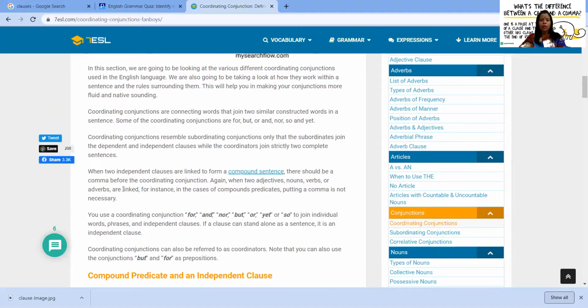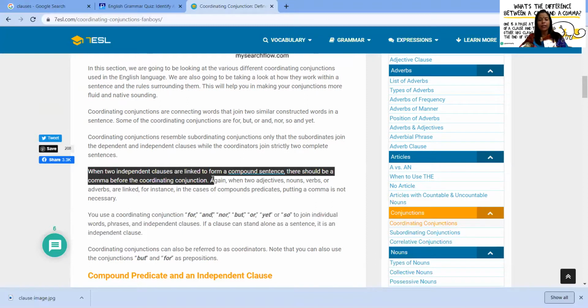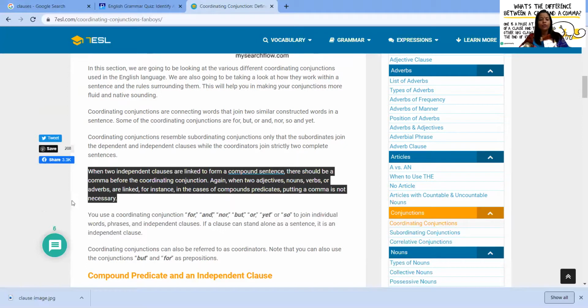Now, when two independent clauses are linked to form a compound sentence, there should be a comma before the coordinating conjunction. This is one rule to be noted. And what is the rule? Let me just highlight it. When two independent clauses are linked to form a compound sentence.